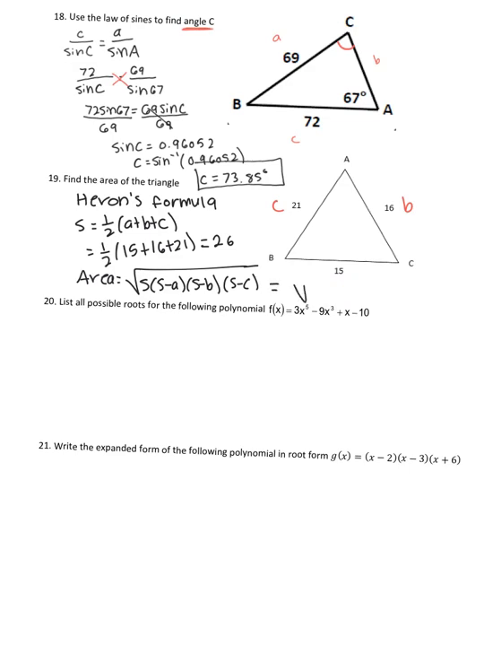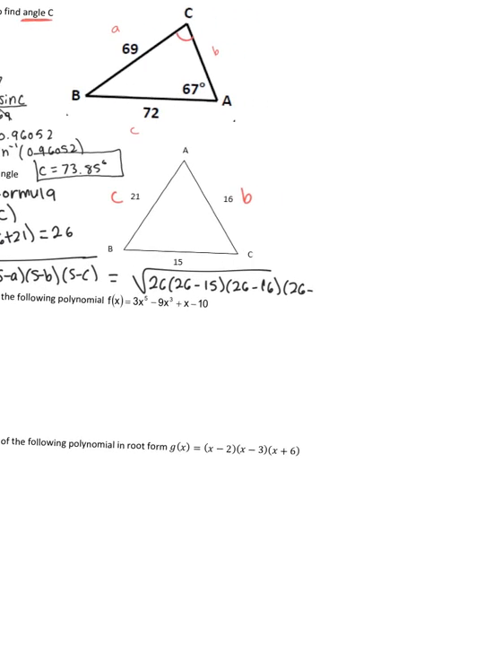Okay, so I've got S is 26. 26 minus 15, 26 minus 16, 26 minus 21. All of that's under the root. You can type that into your calculator and you're going to get this number, and that is your area measurement.